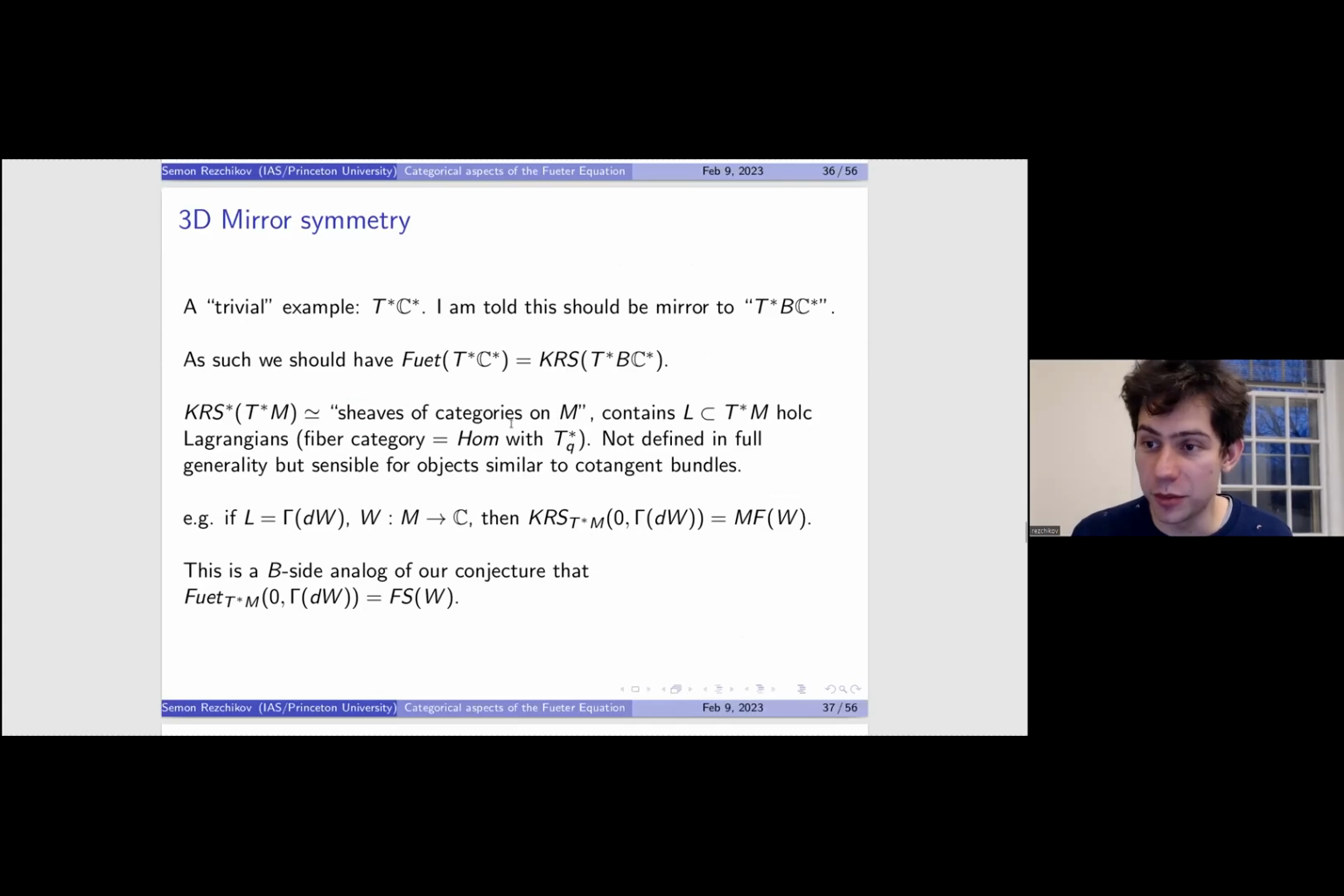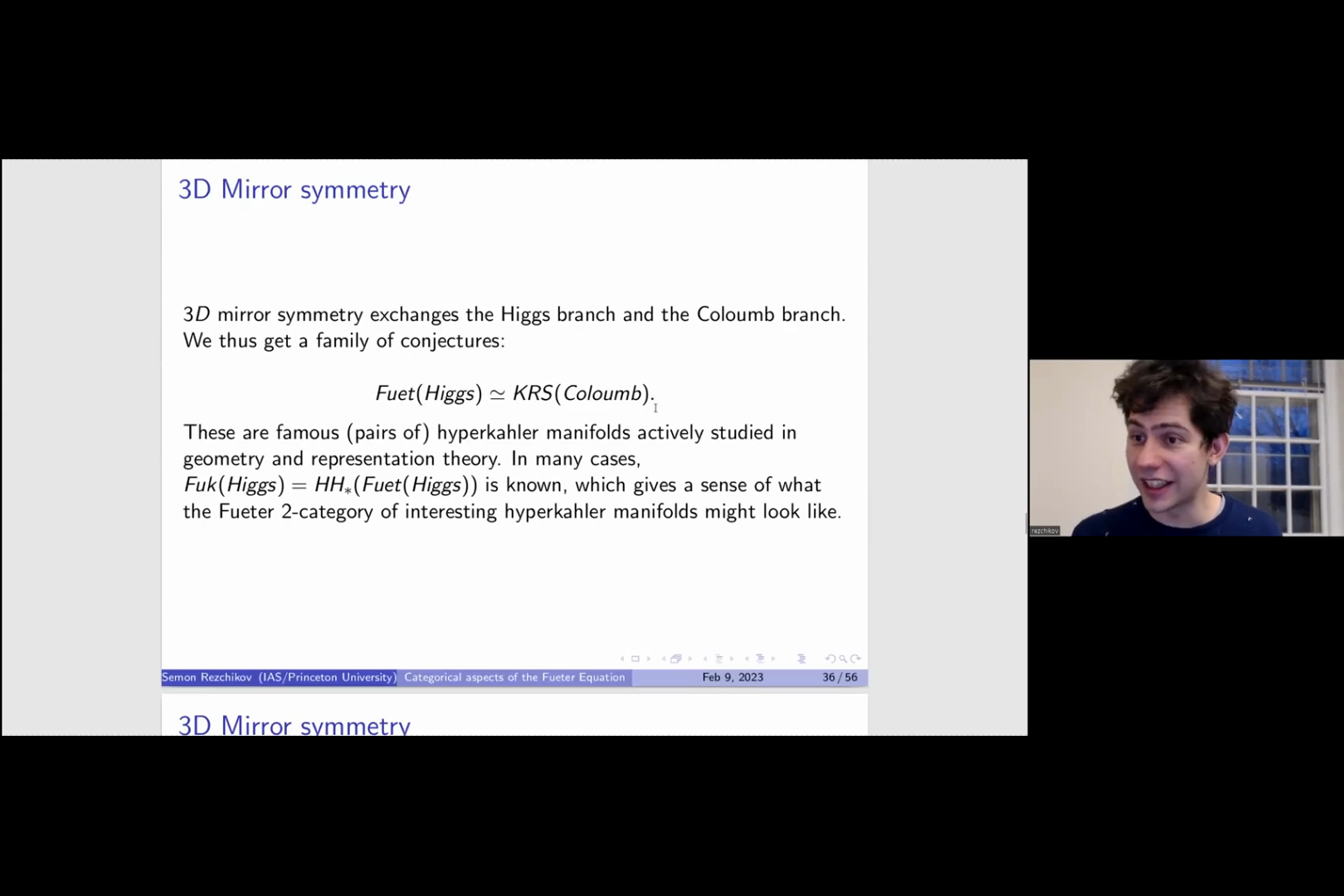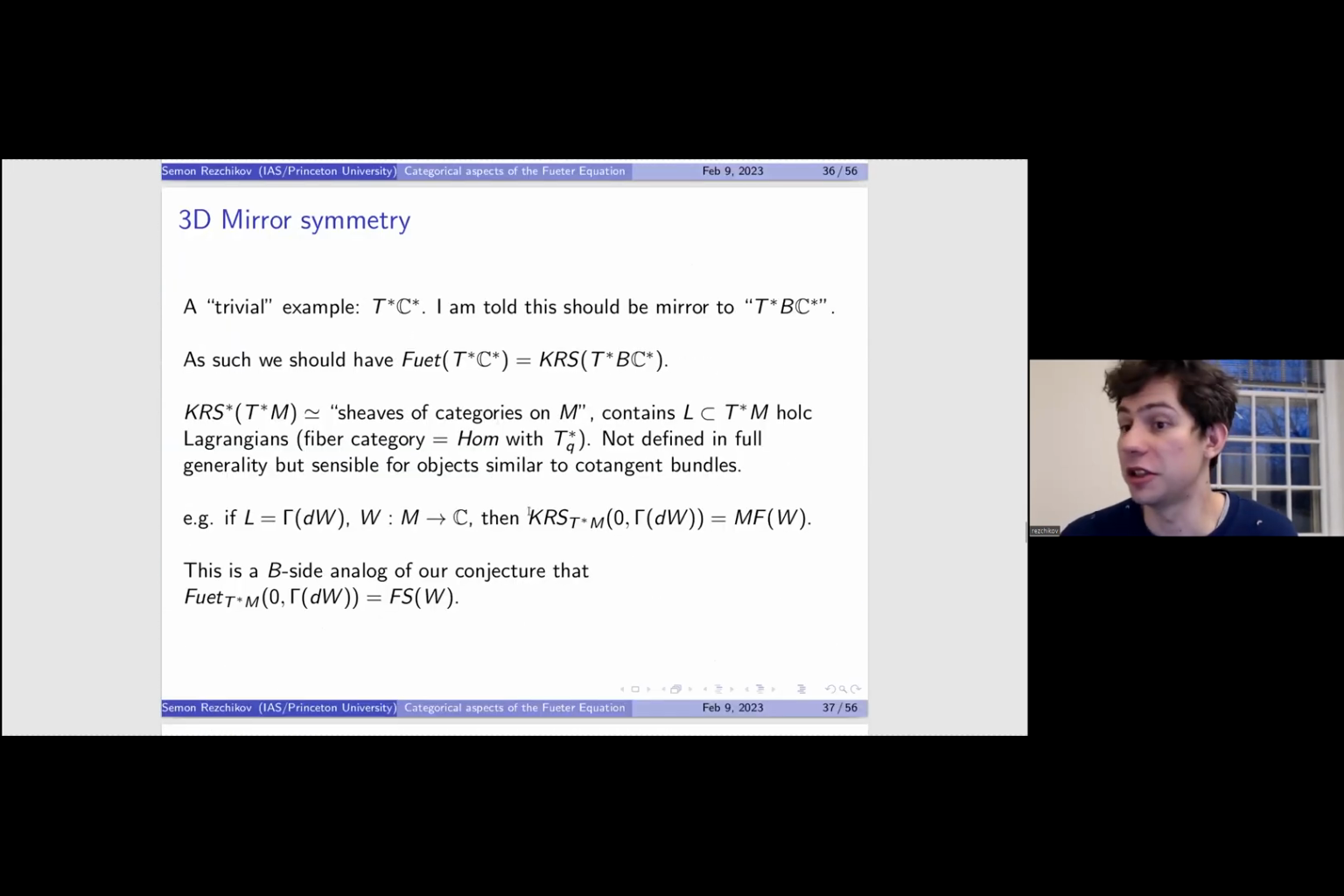So here's one example. I'll just say something about this and then I'll stop, because maybe people are still listening. This is a funny example. This is T*C*. I'll say something about how you use this kind of idea to get some analytic predictions, which seem to be true. So I'm told, if you talk to physics types, this should be mirrored to T*BC*, that is, a point mod C*. Then the Fueter category of this should be the same as the Kapustin-Rozansky-Saulina category of this other guy. And this latter thing is a cotangent bundle, so this should just be related to sheaves of categories on the base.